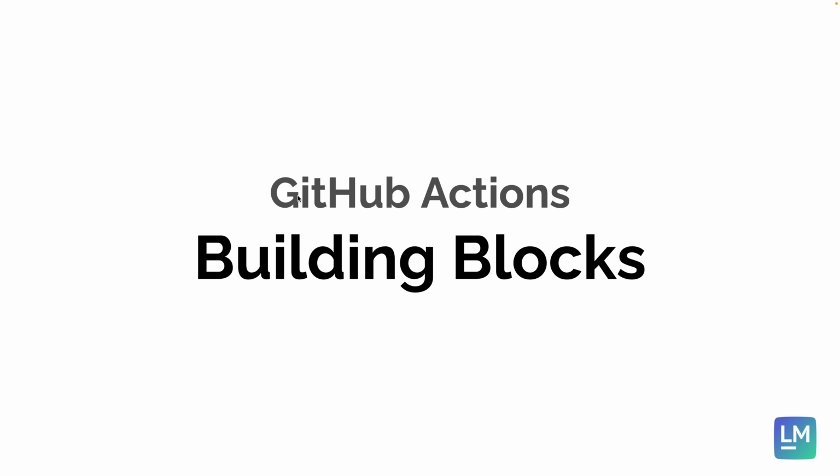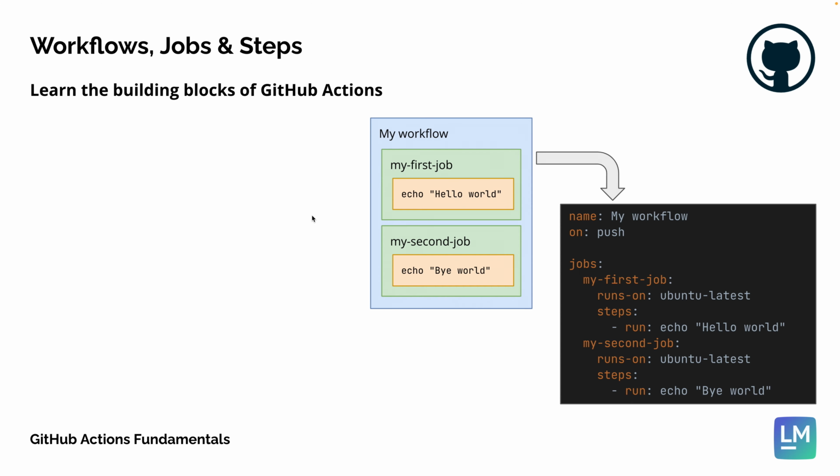Let's now discuss the fundamental building blocks of GitHub Actions. There are 3 building blocks, and these are workflows, jobs, and within jobs we have steps. Let's now go through each one in detail and understand the differences.